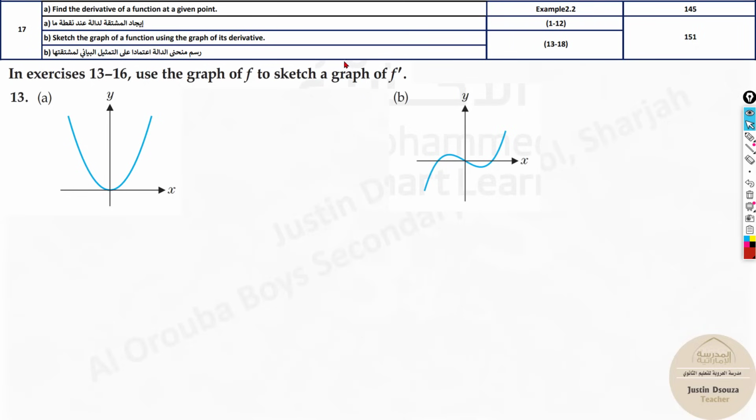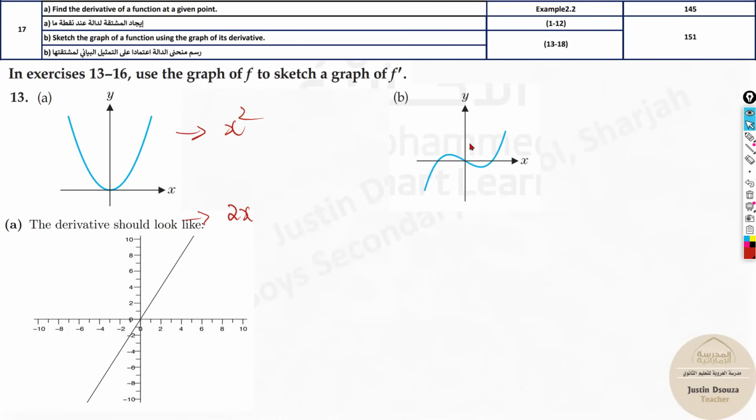Now we go to the last part of this particular question, that is to sketch the graph of the derivatives. Now over here, let's see what they have asked. It is to use the graph of f to sketch graph f dash. F dash means we need to find the derivative. Always remember, let's try understanding by equation. What is this graph? It is a quadratic graph, right? Now when I derive quadratic graph, it will be 2x. So the answer must be a linear graph. Is it true? Yes, it's linear.